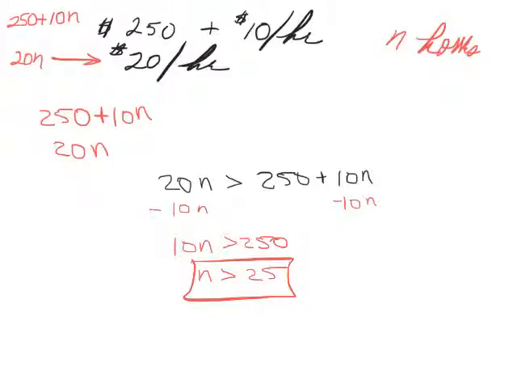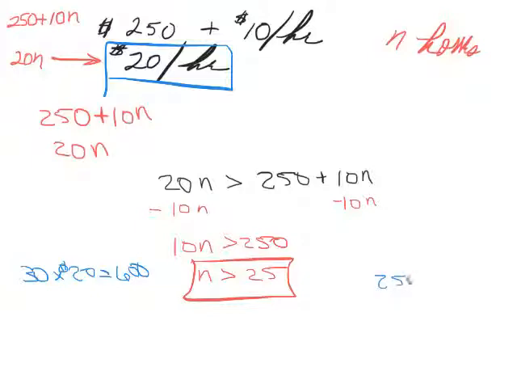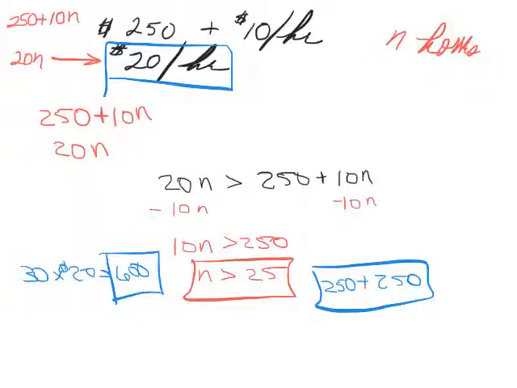So let's try that. So let's say she paints for 30 hours. 30 hours times $20 an hour, that gives her $600. That's if she were to use this plan right here. Let's use the top one. If she's making $10 an hour and she works 30 hours, that's $300 plus the initial $250 just for taking the job. So she makes $550 there. So for 30 hours, she makes $600 using this plan, and she makes $550 using this plan.